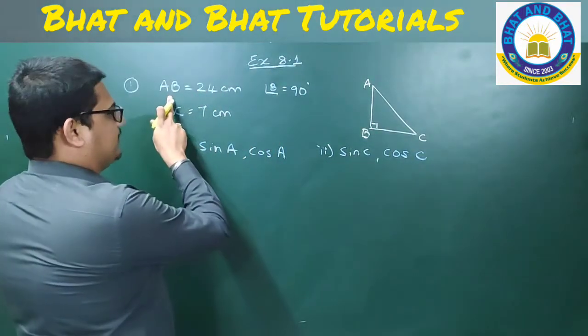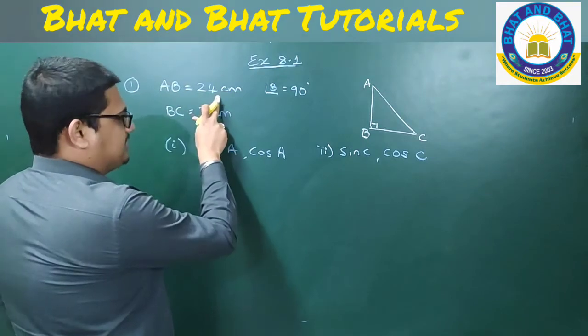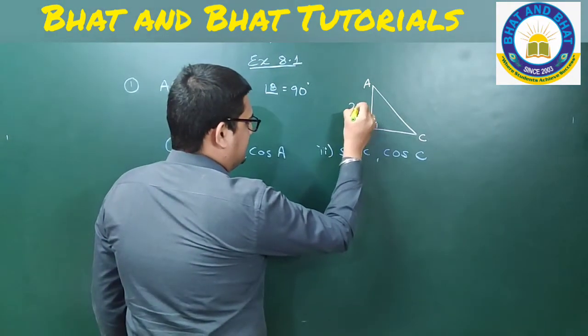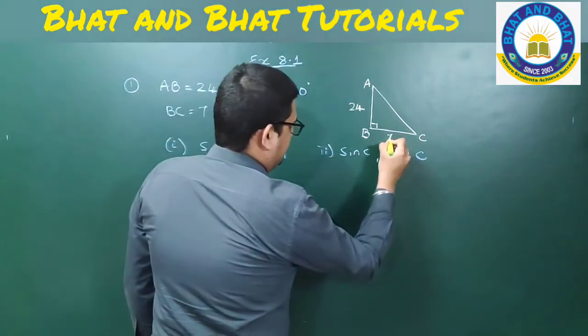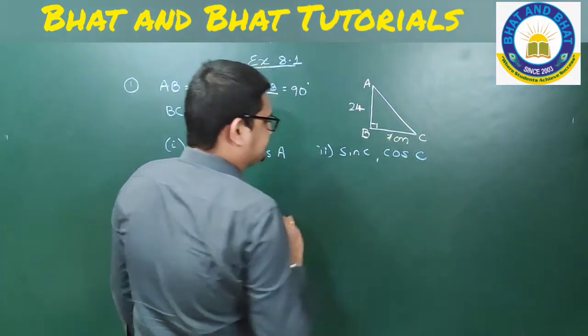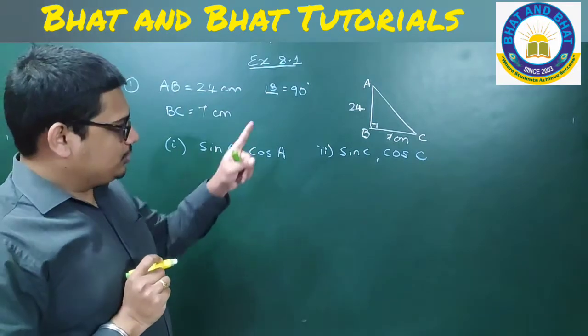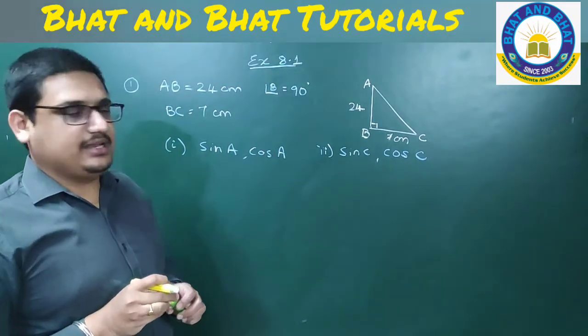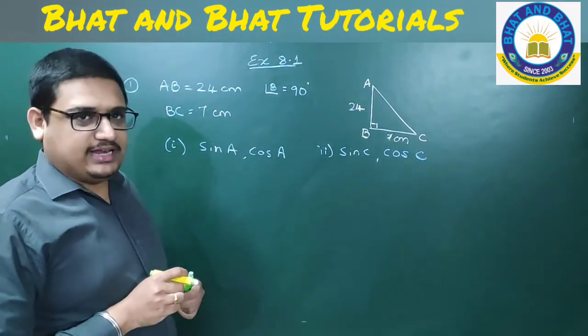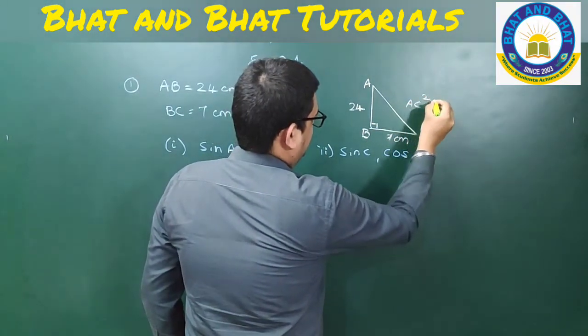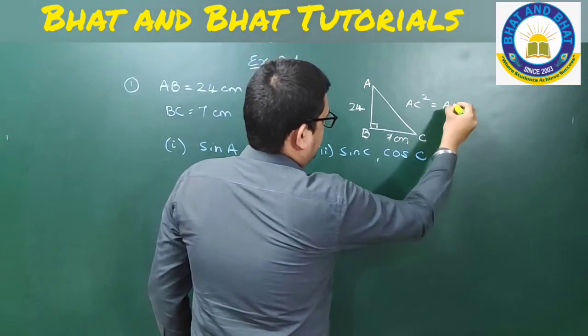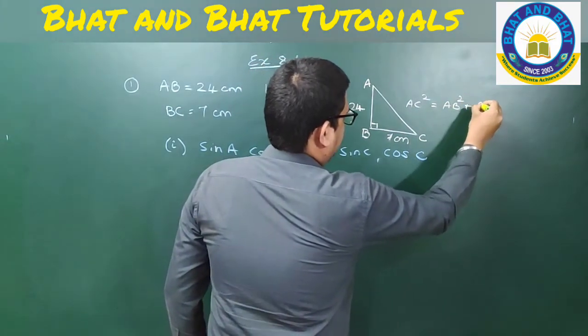Now, let us note down from the given information. AB is given as 24 centimeter, so this is 24 centimeter. BC is given as 7 centimeter, so my BC is 7 centimeter. Now, two sides of the right angle triangle are given to us, so we can find out AC very easily. How do we find out AC? By applying the Pythagoras theorem, we know that AC square is equal to AB square plus BC square.